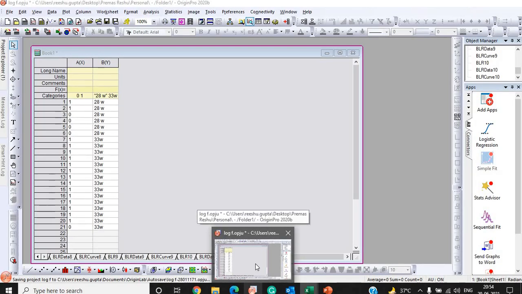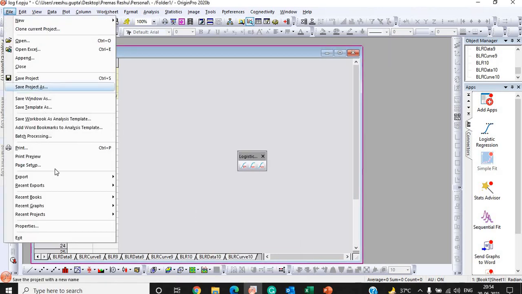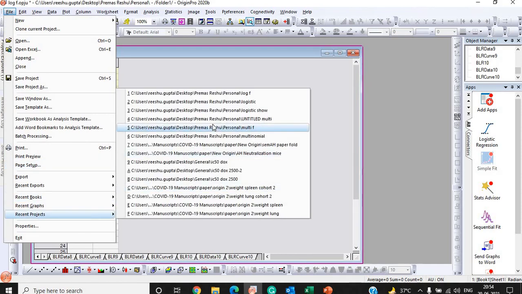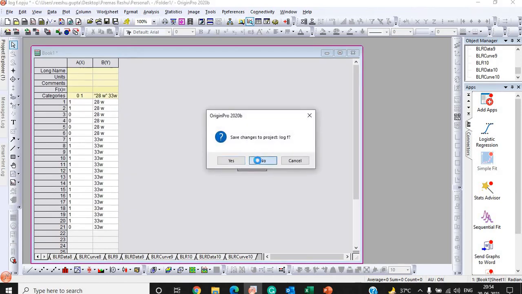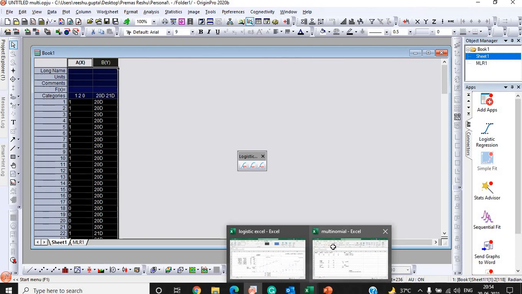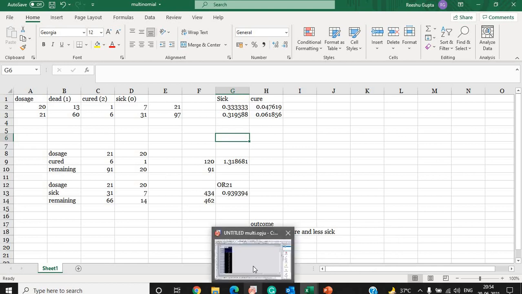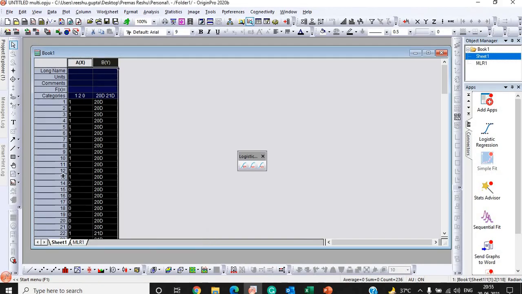So that you can calculate by doing the multiple logistic regression. So let's say out of the 20 microgram dose, how many are cured? Dead are 13, cured are 1, and the sick are 7. So here you can see 13 are dead.